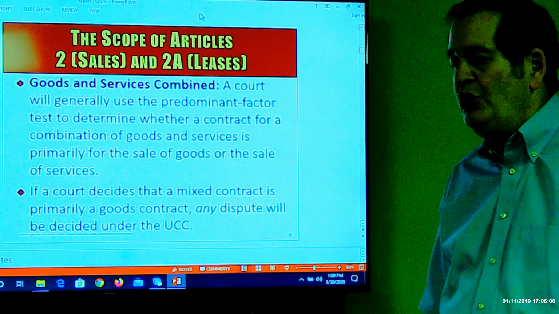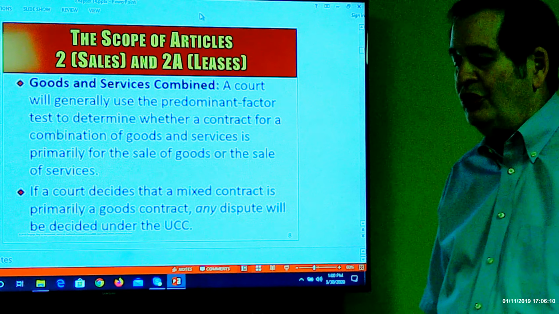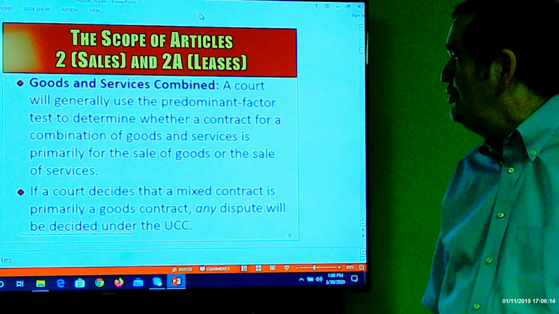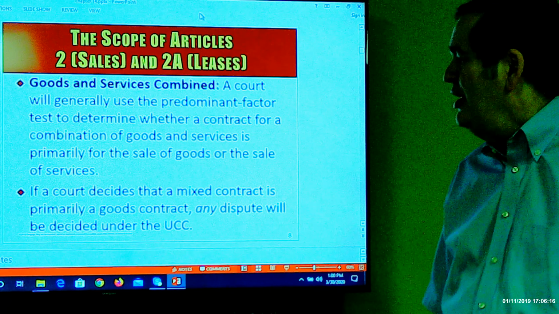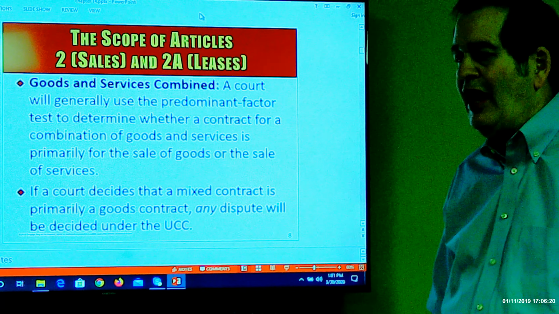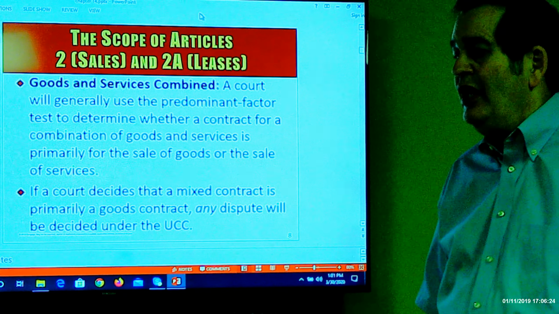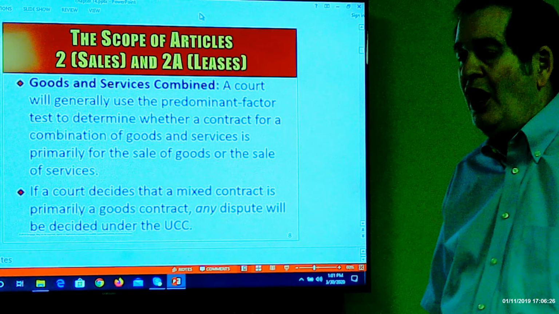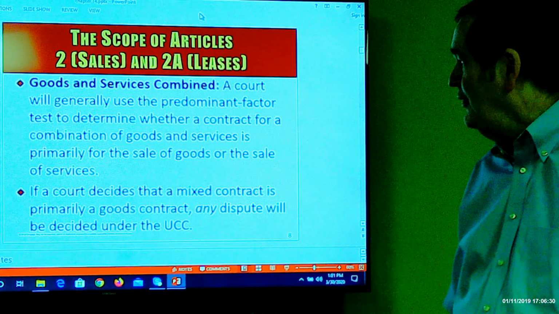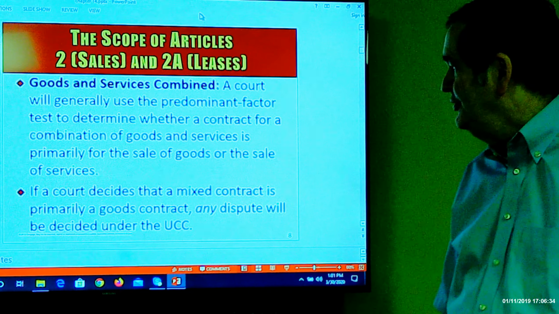So what happens when you have a transaction that involves both the sale of a good and a service? In those situations, the courts have ruled that the predominant action with regard to the transaction is going to define whether it's a sale or a service. That is, which is the primary aspect of it.